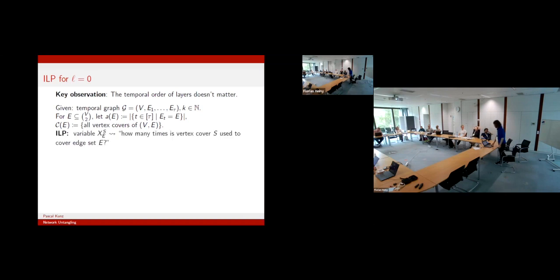Then I can define variables that I call X_{S,E}. What does this variable mean? It means how many times I use the vertex cover S to cover this particular edge set. All I care about is that I have to cover every edge set that appears in the temporal graph often enough. If I do that, then I have a few more conditions, but basically that's my goal.